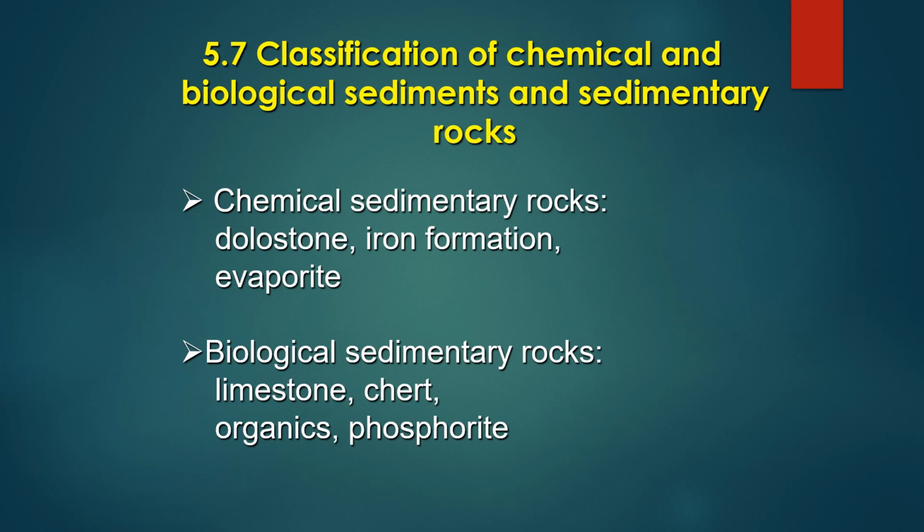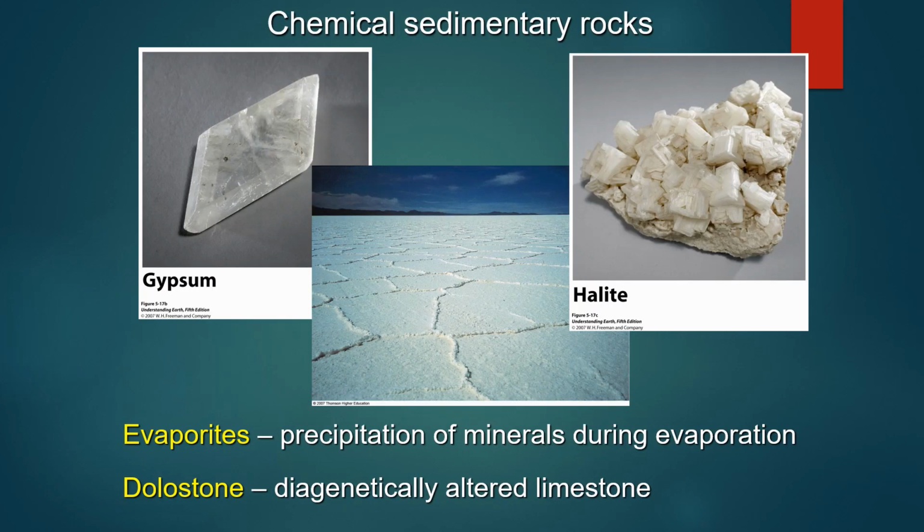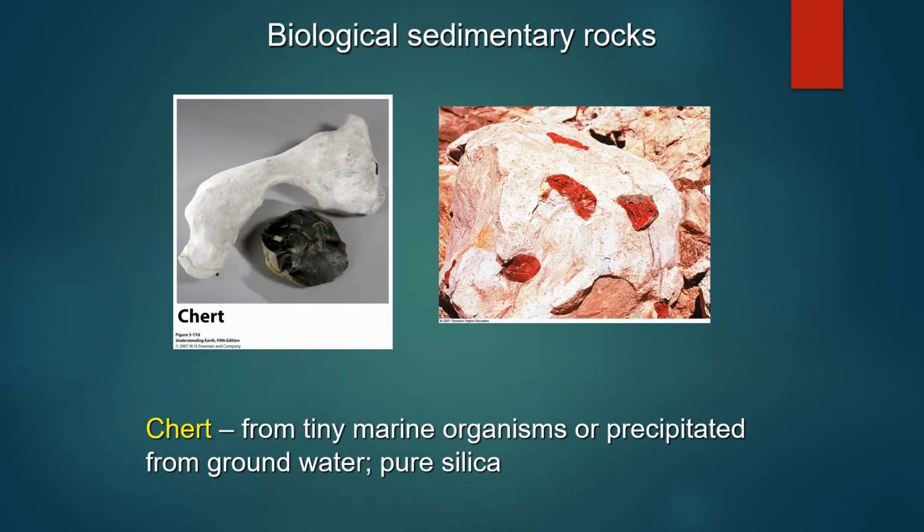In the last part, I want to give you several examples of chemical sedimentary rocks and biological sedimentary rocks. Chemical sedimentary rocks are mostly formed from precipitation of minerals out of solution during evaporation or other conditions at the Earth's surface, such as gypsum rock, salt rock, and dolostone.